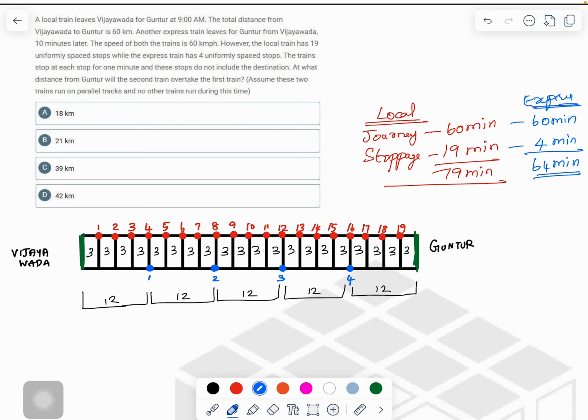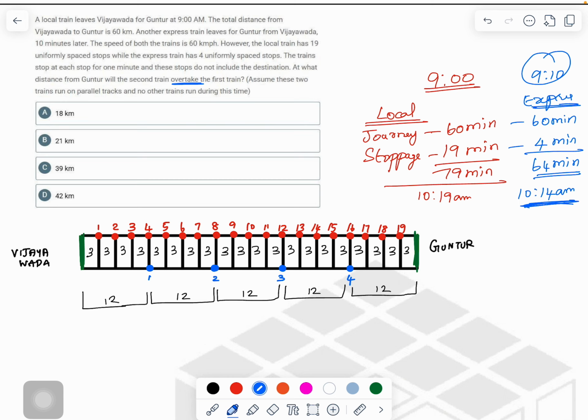Therefore, when the local train starts at 9 o'clock, it will take 79 minutes, that is 1 hour 19 minutes, and it reaches the destination at 10:19 a.m. Whereas the express train starts at 9:10 and takes only 64 minutes, which means 1 hour and 4 minutes, so it will reach the destination at 10:14 a.m. So even though this express train started late, it is reaching the destination first. Now somewhere it will end up overtaking. Now we need to understand at what point this express train overtook the first train.